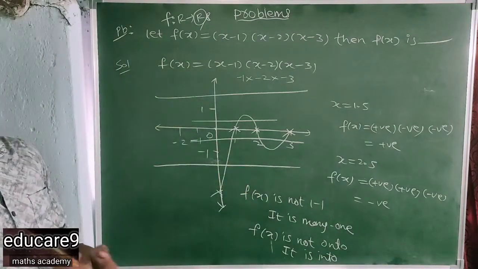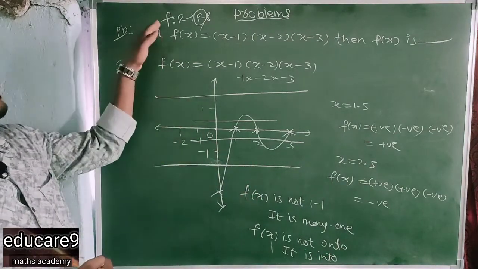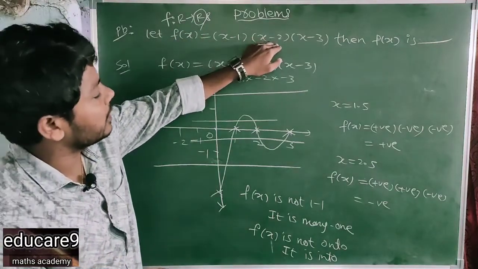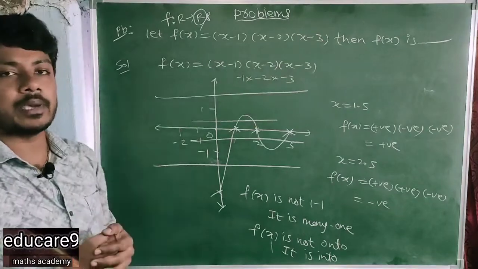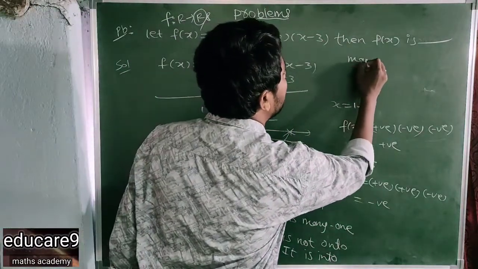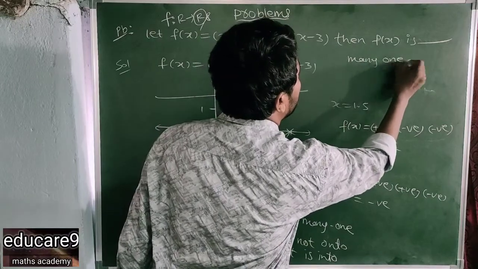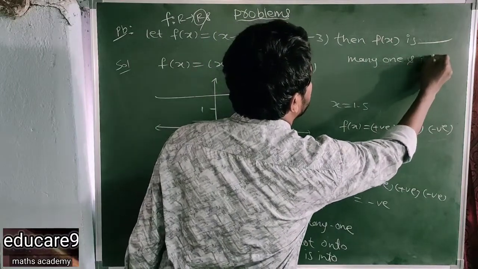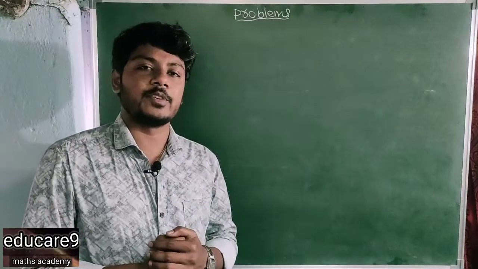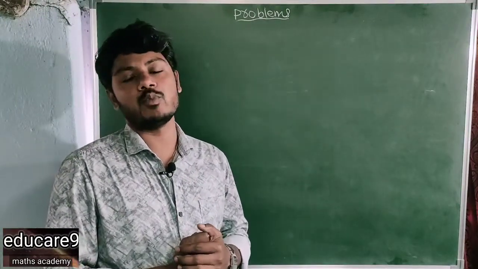So from this you can say that if f from R to R and f(x) = (x - 1)(x - 2)(x - 3), then f(x) is many-one and into. So now we will discuss the previous subset problems and JEE Mains problems.